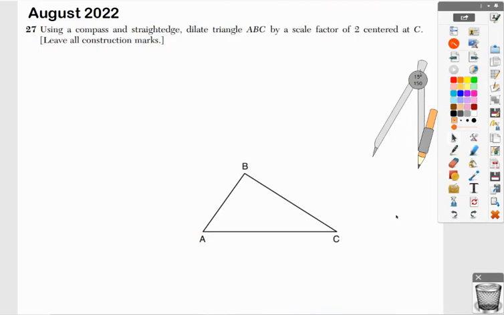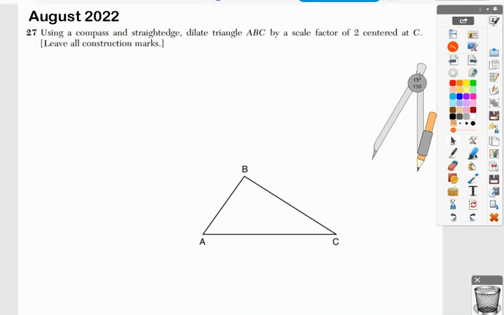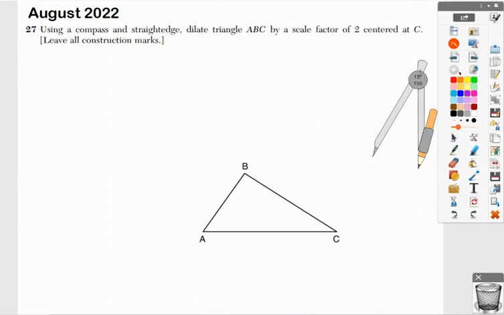This question is from the August 2022 Regents, and it's asking us to use a compass and a straight edge to dilate triangle ABC by a scale factor of 2 centered at C. If you haven't already checked out the Instagram post talking about describing transformations, it's a great thing to do. But I just want to point out that this question is asking me to dilate triangle ABC, and it's specifying that I need a scale factor of 2 and to center it at C.